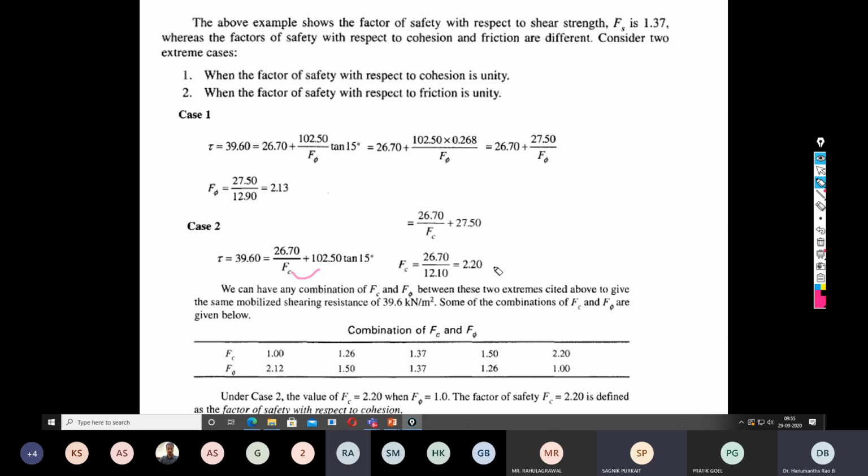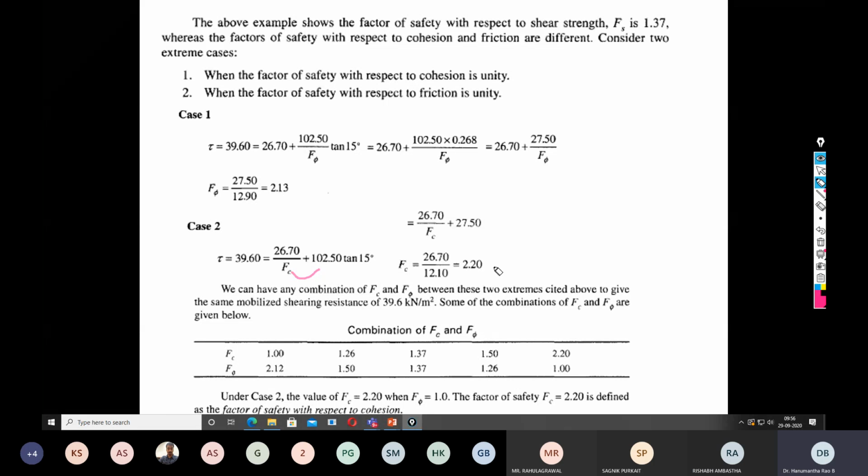Sir, among these three factors, which is the most relevant for checking the stability, which factor should we consider? There is nothing like that. Which one should we consider? So this is for your basic understanding.